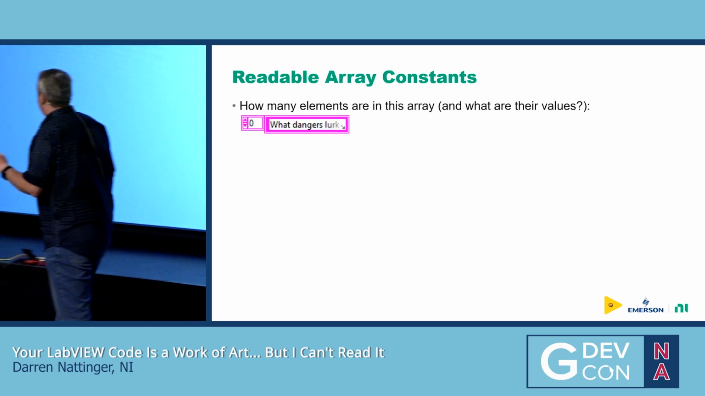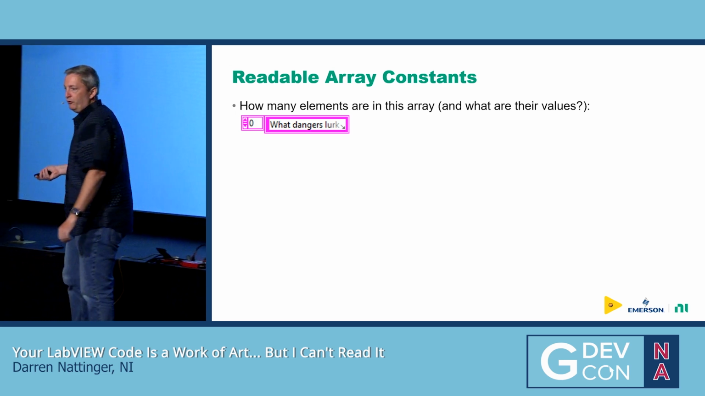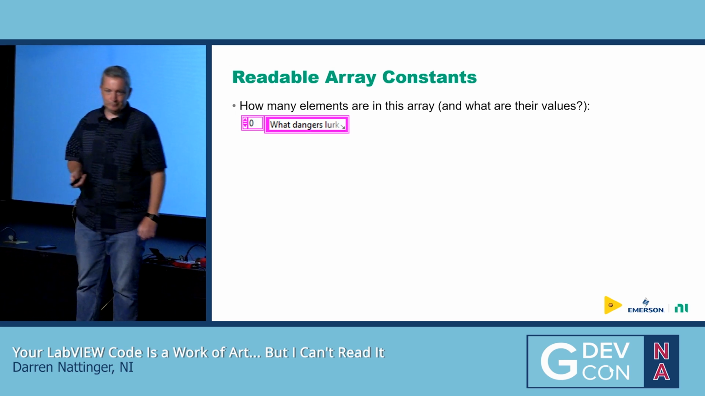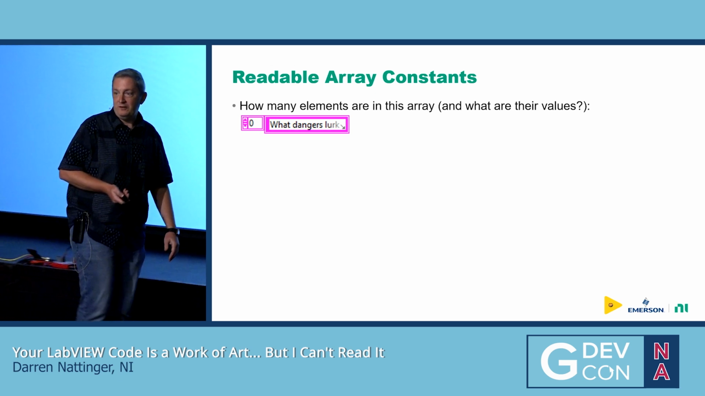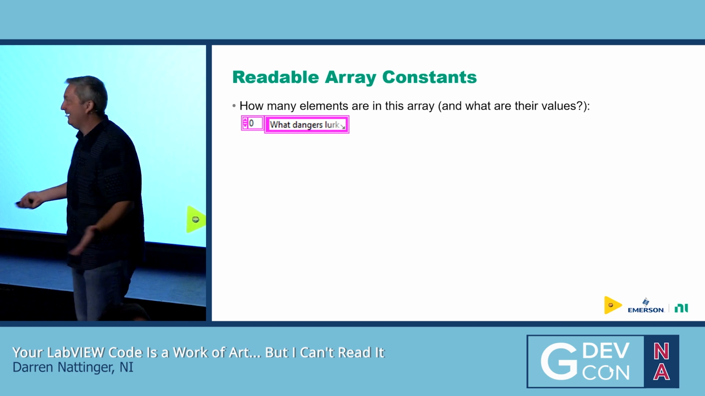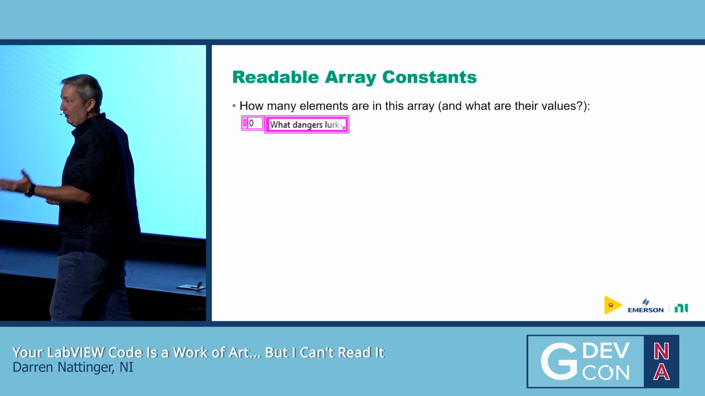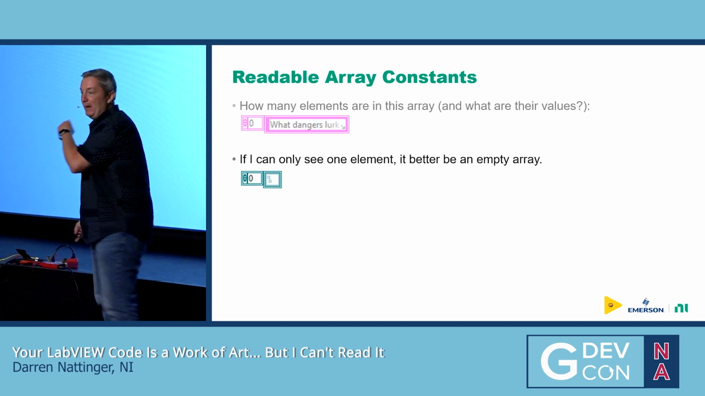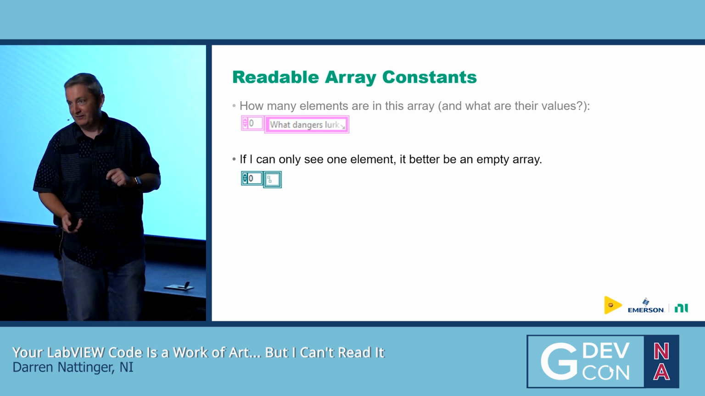All right, readable array constants. How many elements are in that array that I'm showing right there? 417. Alan is correct, it's 417. Good guess. No, we have no way of knowing how many are in there. If you have an array constant on your block diagram that I'm looking at, it better be empty if it's only showing 1 element. All right?